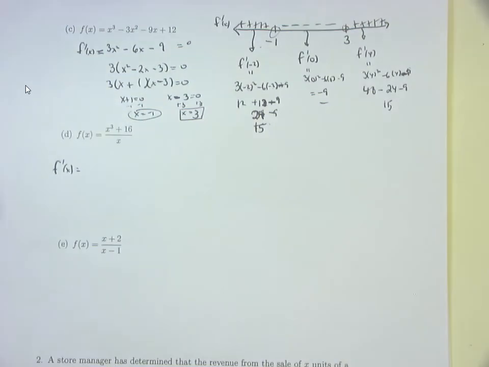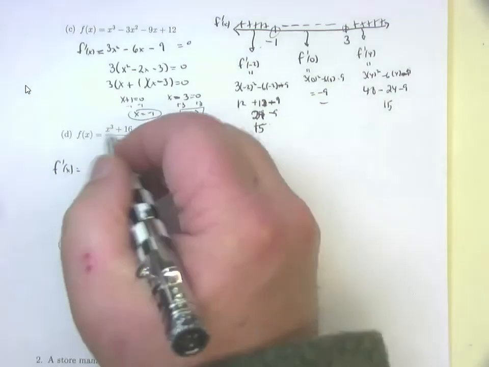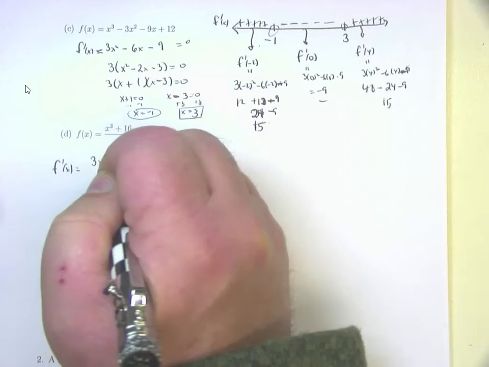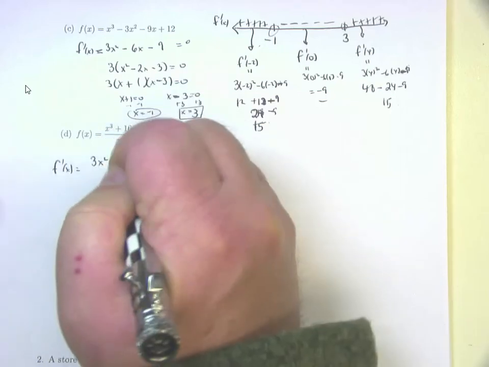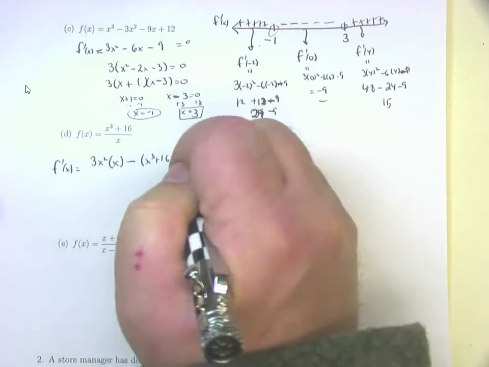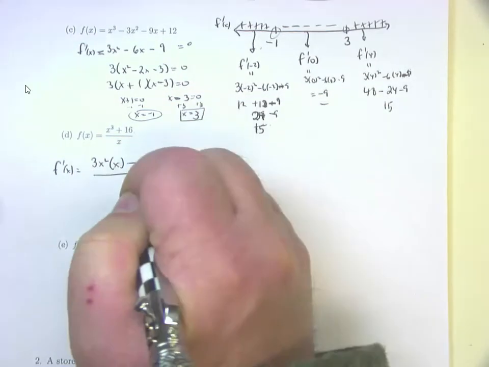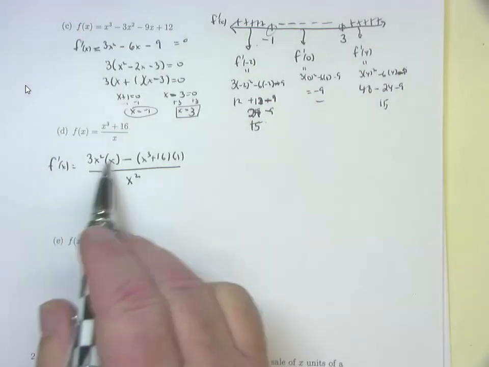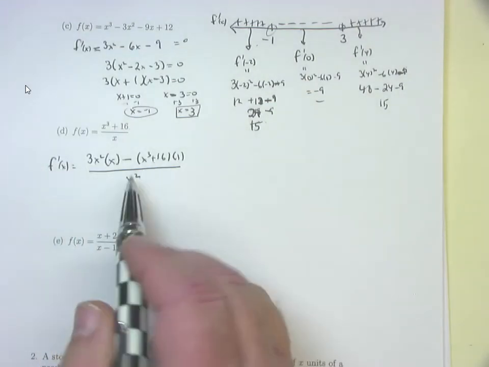And what rule are you going to use? Quotient rule. Derivative of the top. What's derivative of x cubed plus 16? 3x squared. Okay, derivative of the top times the bottom x, minus the top x cubed plus 16 times derivative of the bottom, derivative of x is 1, all over the bottom squared.